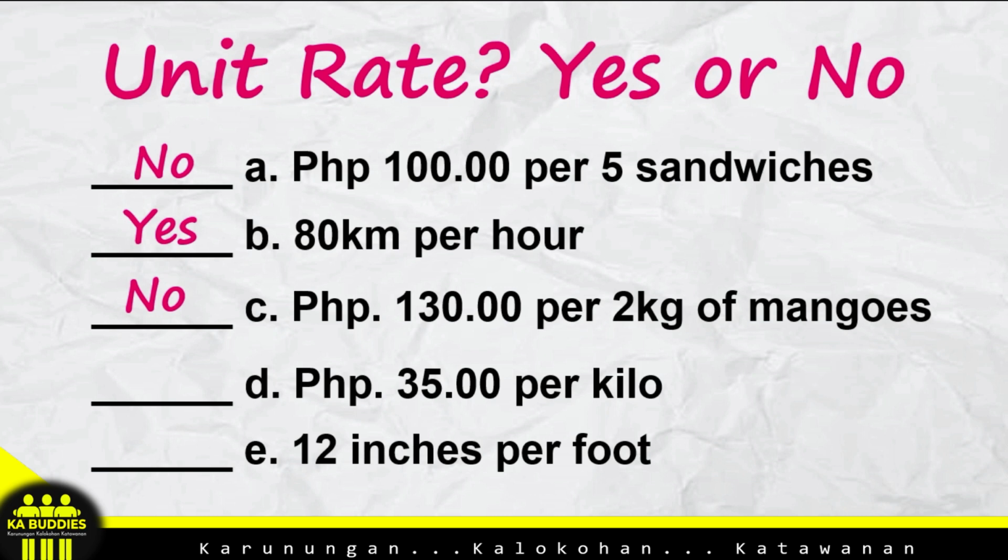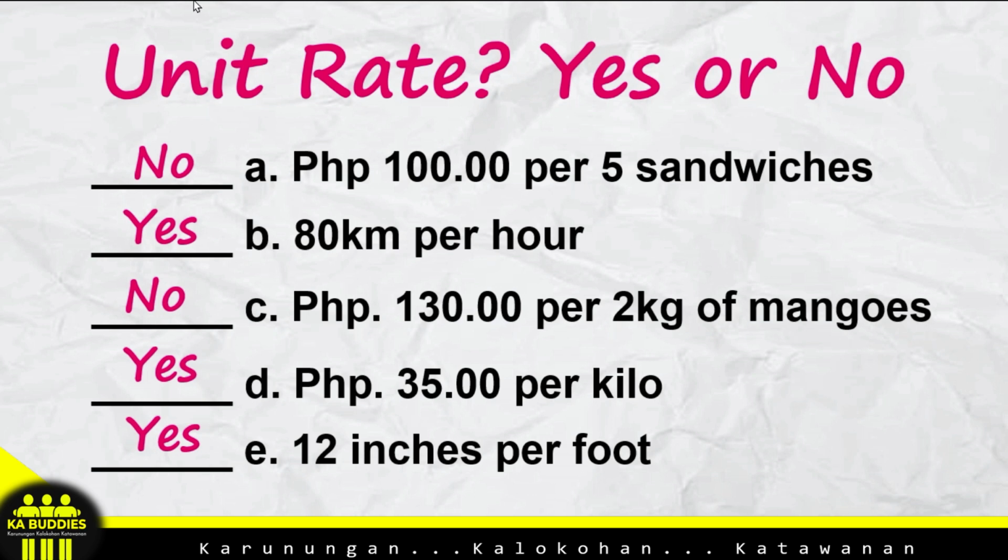Next, letter D. 35 pesos per kilo. What do you think is the answer? Very good. The answer is yes. 35 per 1 kilo. And then for the last given, we have 12 inches per foot. The answer is yes. So I hope that you get the meaning of unit rate.